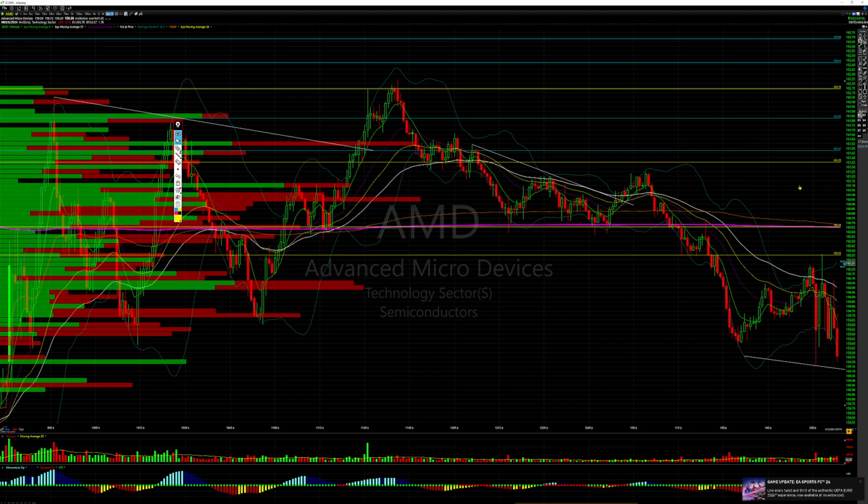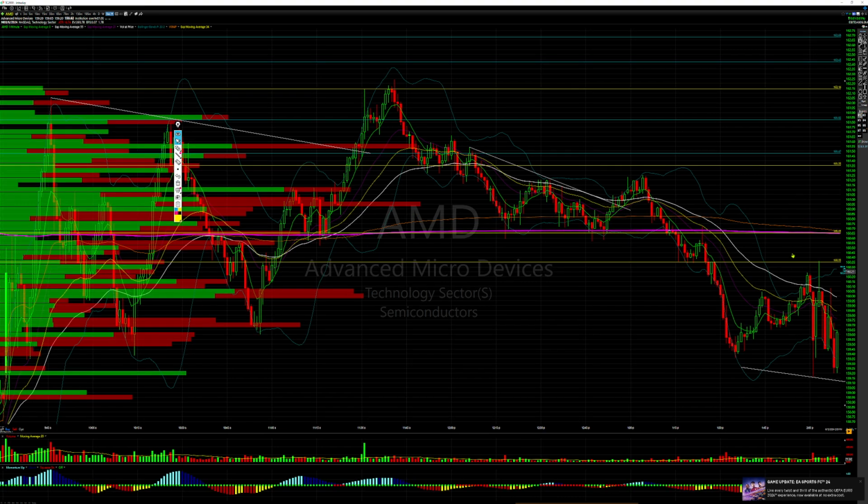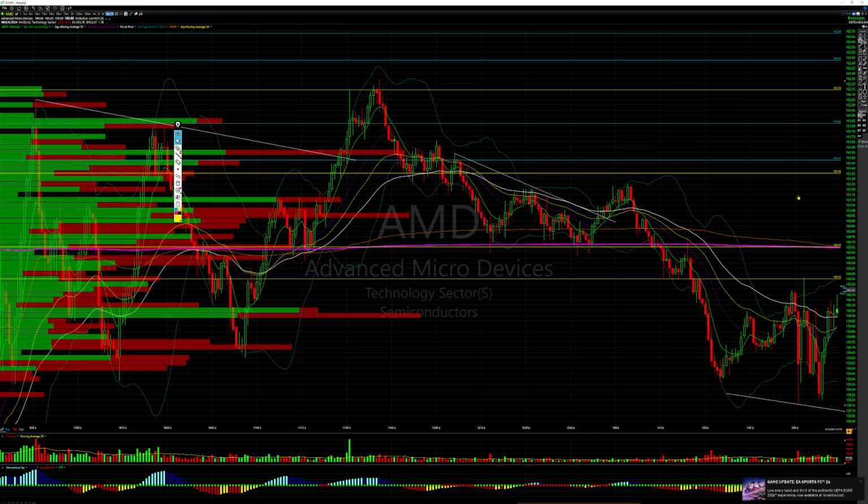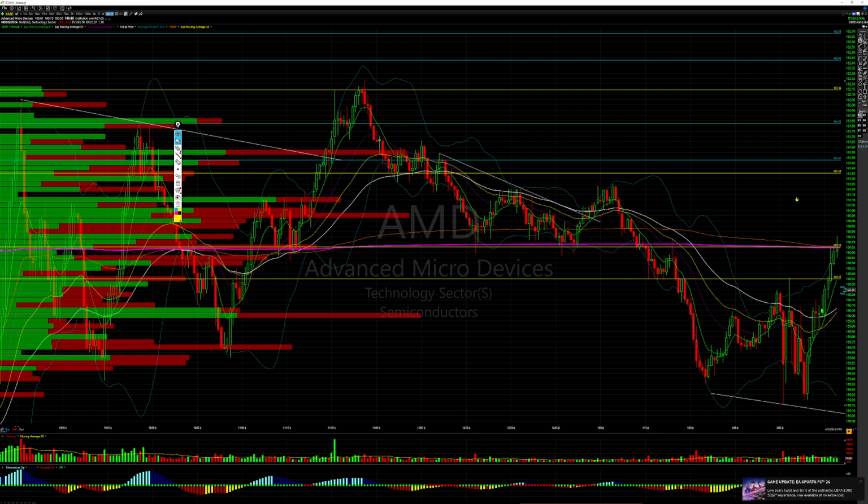So I would have covered some, right? Your reshort, I would have covered half of this. I'm still holding half, and I'd still be willing to add if it comes up into these ranges. My stop out is above this level. Why? That's your woodpecker pattern. That's your retest. Short some more.